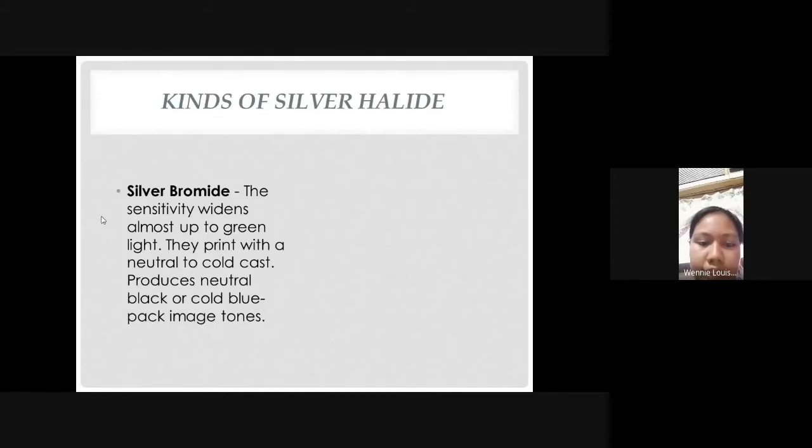Silver bromide. The sensitivity widens almost up to green light. They print with a neutral to cold cast, produces neutral black or cold blue black image tones. So, silver bromide is very sensitive to light, and it takes a short time of exposure to light, and the result of the image in silver bromide has a cold pale tone.